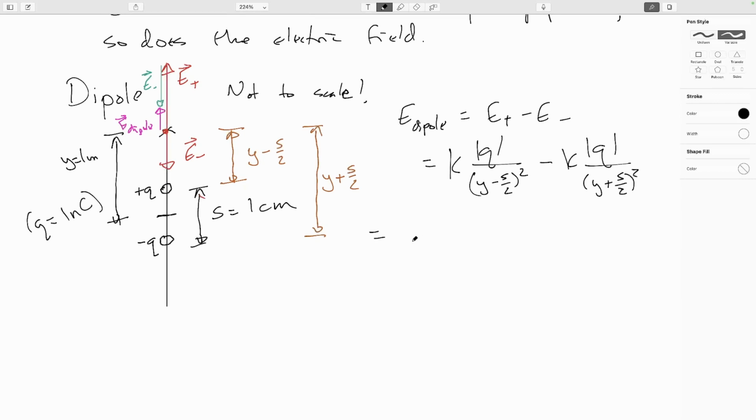All right, just to clean up the algebra a little bit, I can pull a K and a Q out of everybody. I'll have 1 over Y minus S over 2 squared minus 1 over Y plus S over 2 squared. And if you want to, you can go around and clean this up. I think we can just go ahead and stick the numbers in now.